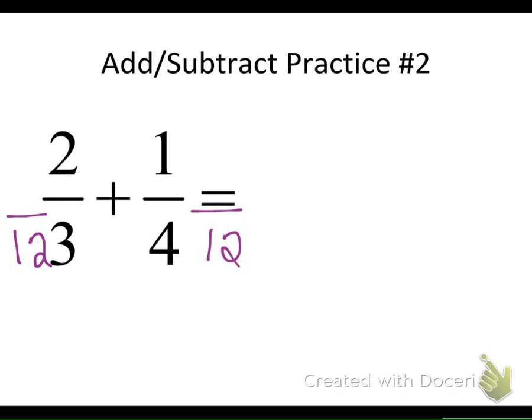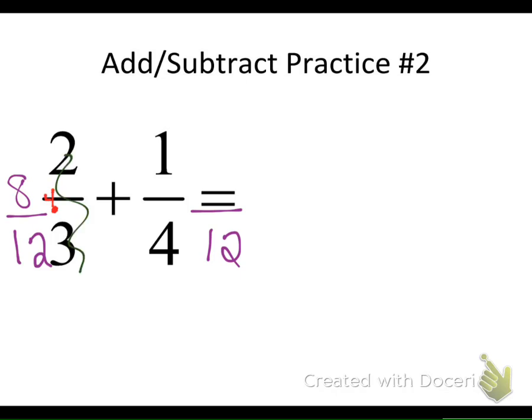Now that we have a common denominator, we can't just change the bottom without changing the top. So I'm going to think to myself, 3 times what gets me to 12? 3 times what number equals 12? 4. Okay. Whatever I multiply my bottom number by, I multiply my top number by. So what's 2 times 4? 8. So I'm done with this old fraction here.